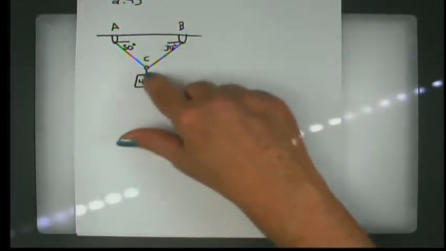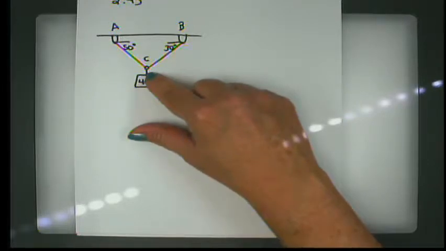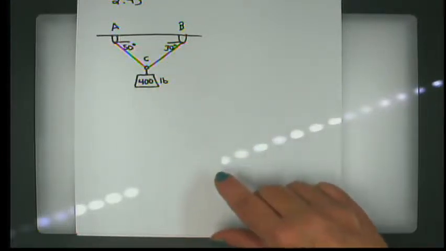It's also very important to note that the problem says these are two cables tied together. If it was a single cable that just went through a loop at C, the magnitude of the tension in both would be the same. But since it's two different cables, the tension values can be different. So it says determine the tension in cable AC and the tension in cable BC.